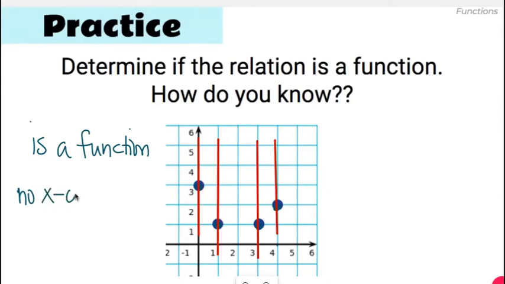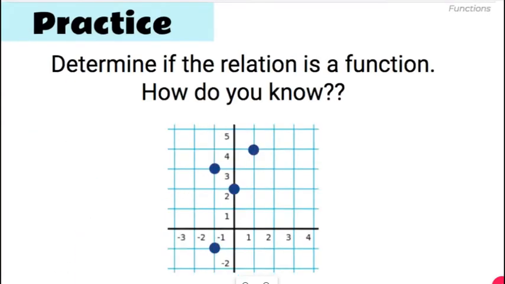No x-coordinates repeat. That's what the vertical line test does. It's just looking for repeated x-coordinates. Because trying to count out the x-coordinates and trying to remember the x-coordinates and then think, did I have repeating ones? I don't remember. That vertical line test helps you find repeating x-coordinates quickly. Let's look at the other example.